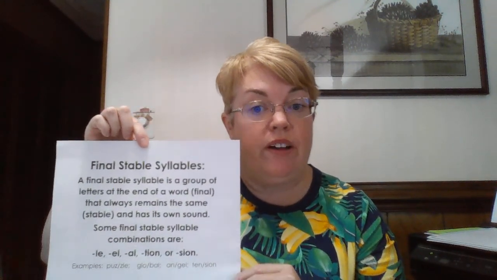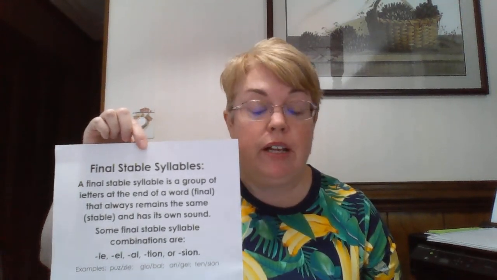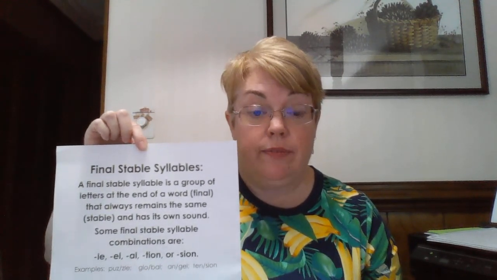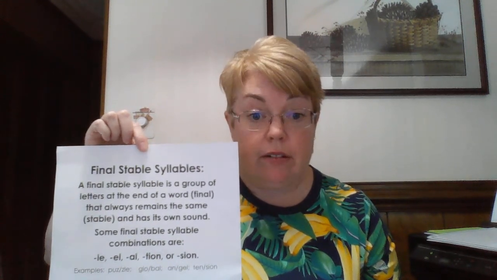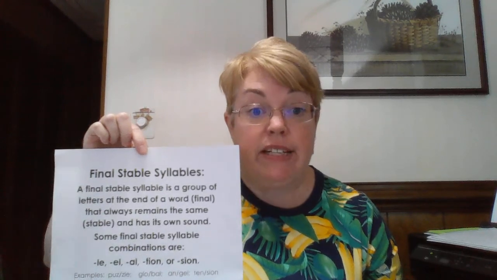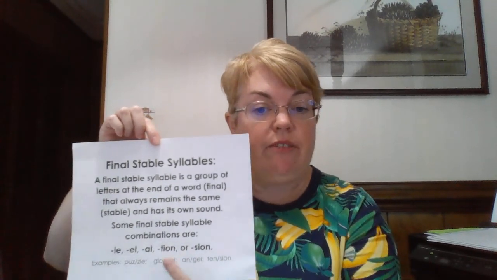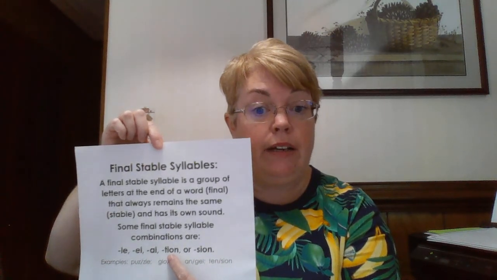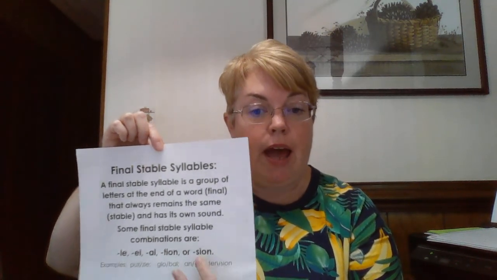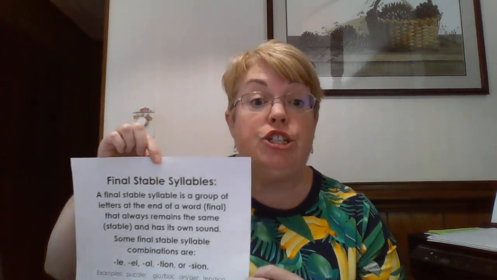Let's review what a final stable syllable is. A final stable syllable is a syllable at the end of the word that is made up of a combination of letters that stick together, stay stable, and have a sound of their own, and it's unique. So today we're going to focus on tion and sion, and both of these final stable syllables say shun. Let's get started.